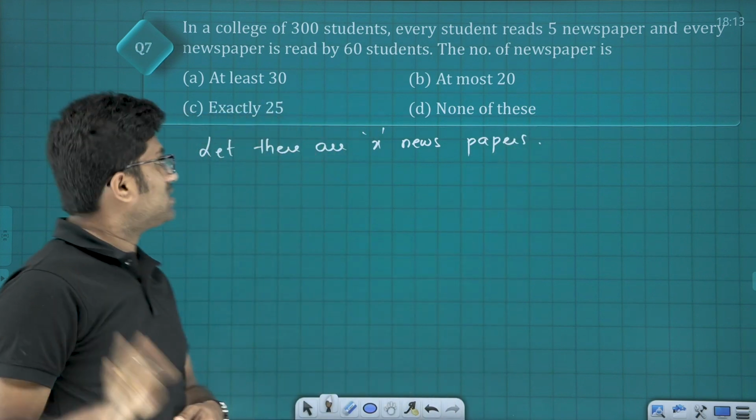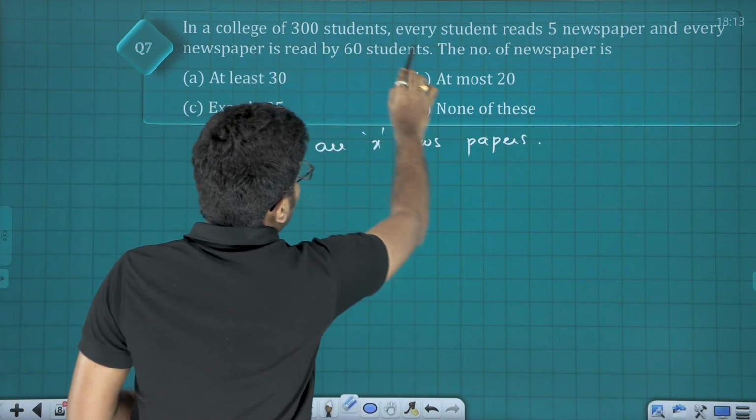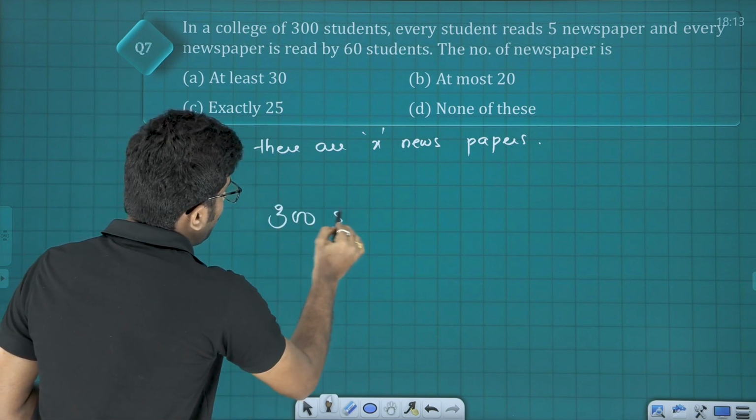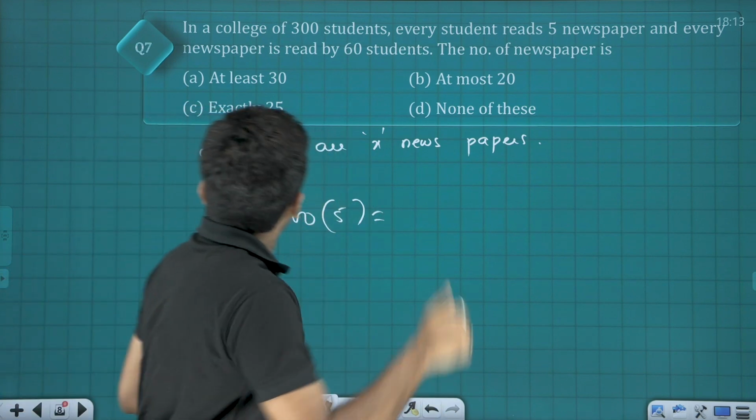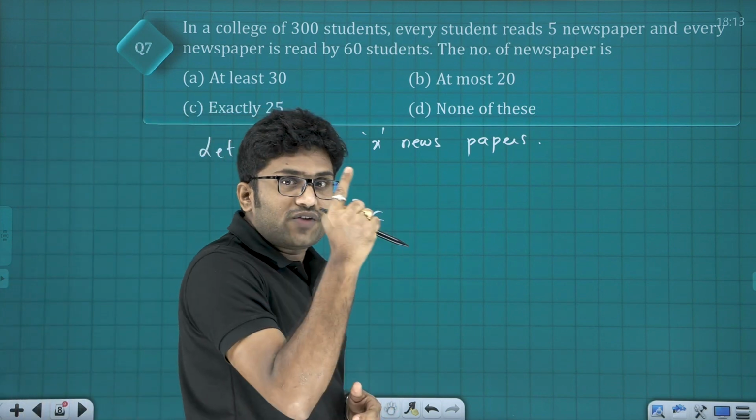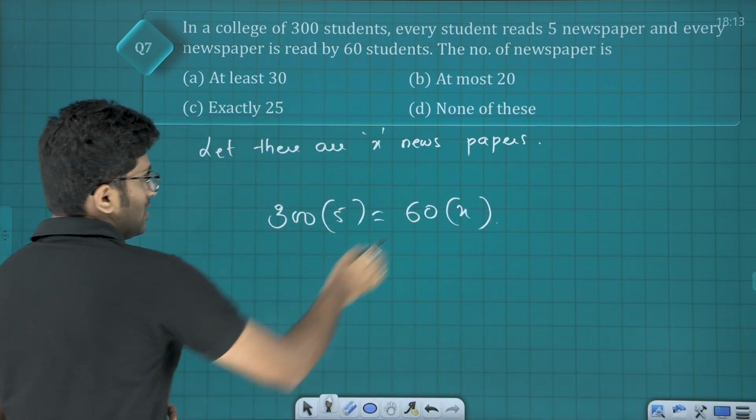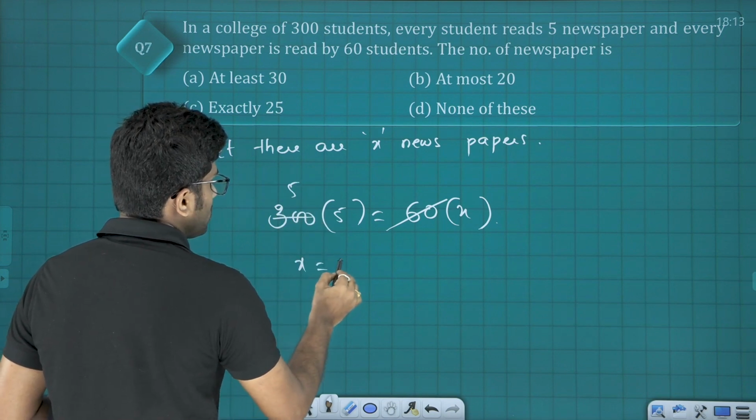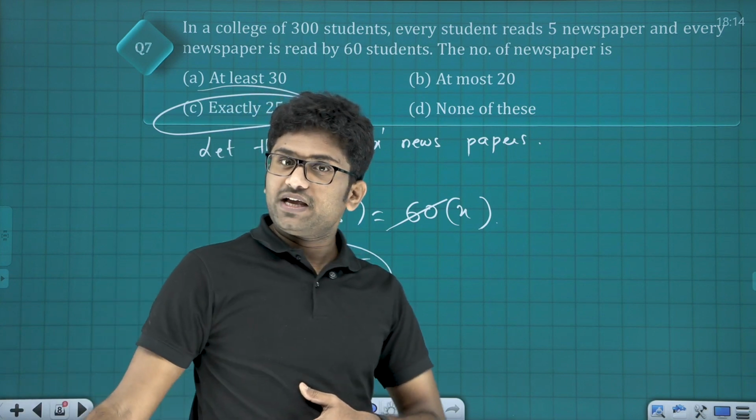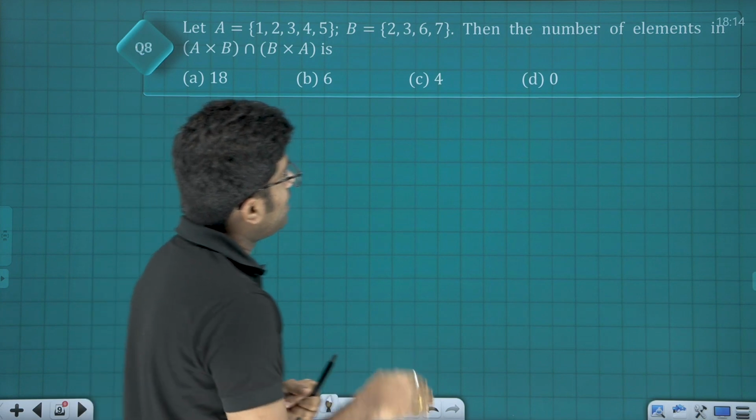Let there be x newspapers in the classroom. In a college of 300 students, every student reads 5 newspapers. That means 300 into 5 is equal to, and every newspaper is read by 60 students. So this should be equal to 60 into x. So x is equal to 5 times 5, which is 25. That is exactly 25. Next question.